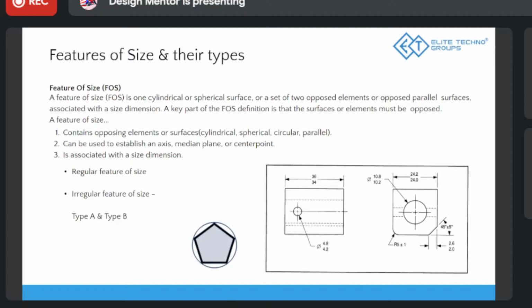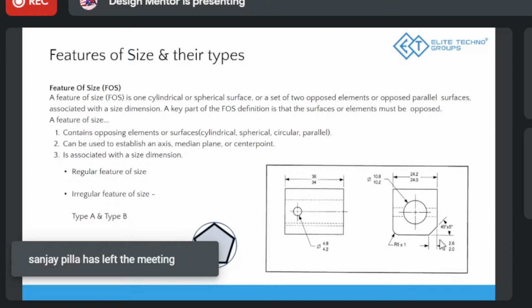So what you can do, you can keep a circle like this, and you can measure the radius or the diameter of the circle. So that is an irregular feature of size where directly you won't be able to measure it. Right? Then we have something called a not feature of size. So what is a not feature of size?